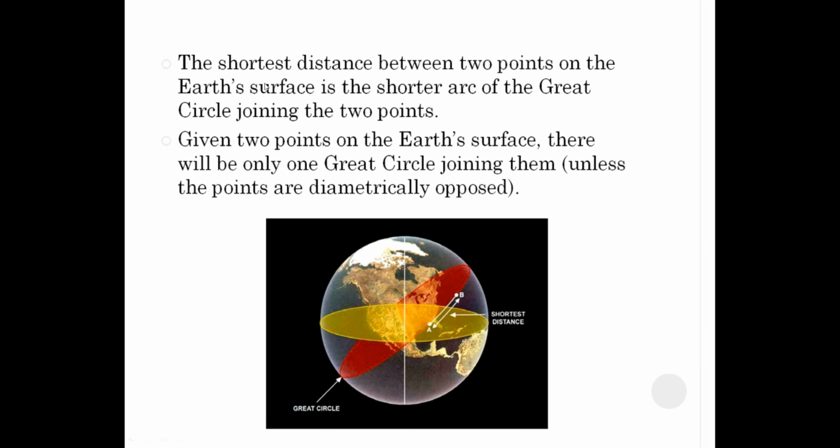Now, the shortest distance between two points on the earth's surface is the shorter arc of a great circle joining the two points.